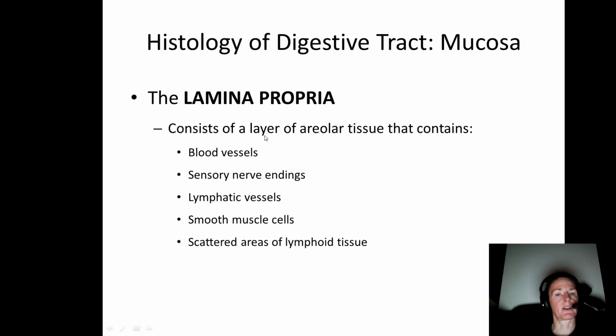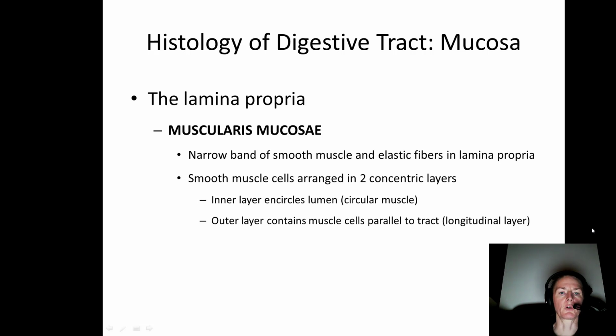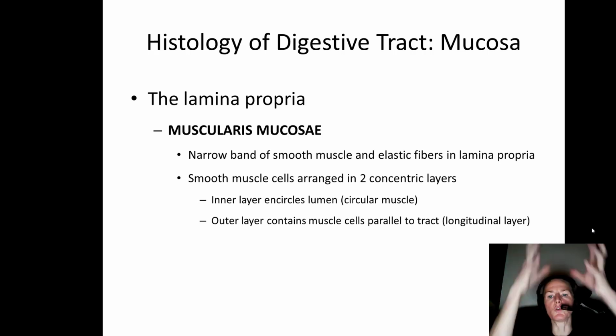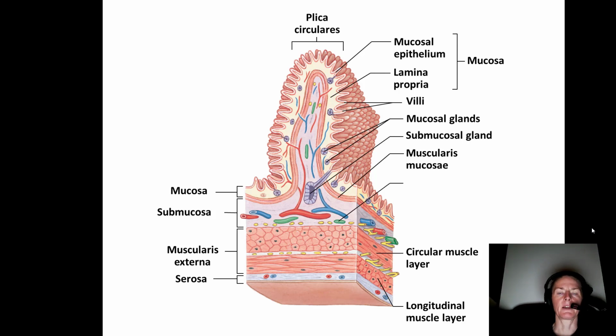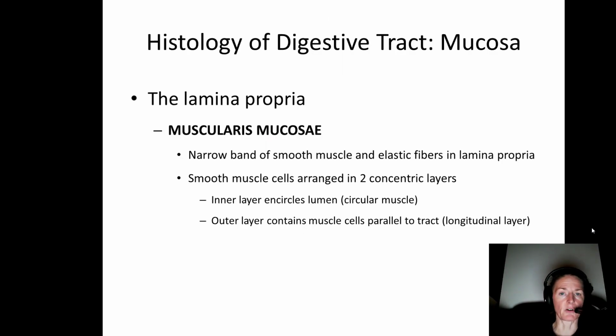The lamina propria, as we've said, is our areolar connective tissue. It's going to provide a route for blood vessels, sensory nerve endings, lymphatic vessels, and some smooth muscle that's going to be right there in that muscularis mucosa. And we're going to have some lymphoid tissue in there as well. All right, so we've already talked about the muscularis mucosa, those two concentric layers, one of which is rings around the lumen, and the other creates the longitudinal muscles running parallel to the tract. In areas such as the stomach, we'll actually see another extra layer that runs obliquely.